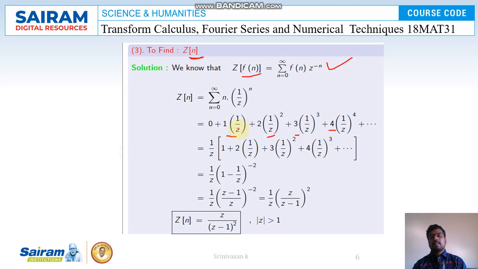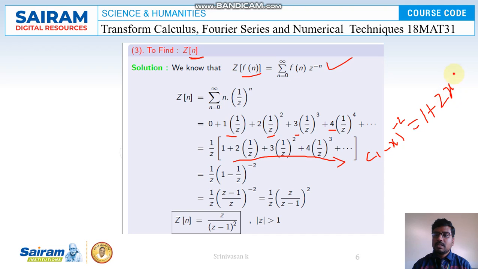Now see, there is no direct formula for 1 divided by z plus 2 divided by z square. So that's why I am taking 1 divided by z outside. We get 1 plus 2 into 1 divided by z plus 3 into 1 divided by z the whole square plus. So this is the formula of the series, 1 minus x power minus 2. So what is 1 minus x power minus 2? 1 plus 2x plus 3x square plus 4x power 3 and so on.